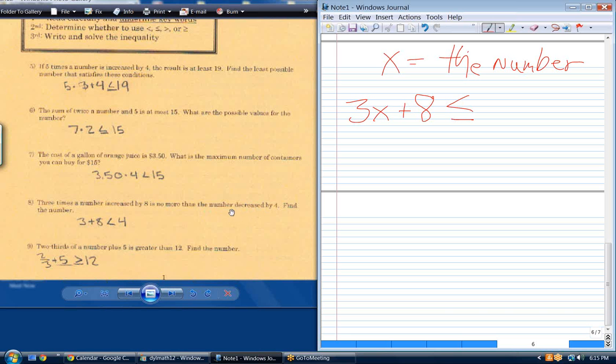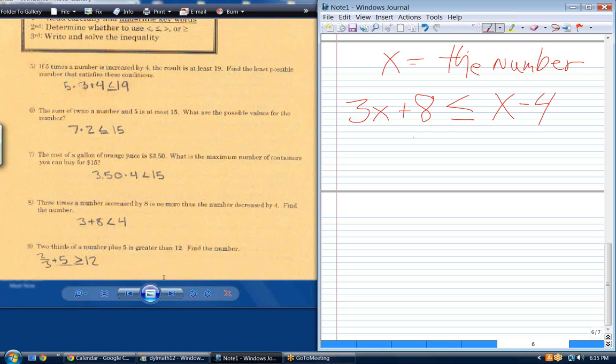Decrease by 4. What's the right side of the inequality? How do I write it? 3x is 4. No. It's no more than the number. What's the number? X. Okay, so it's less than x minus 4. X minus 4, exactly. Okay, now solve this.